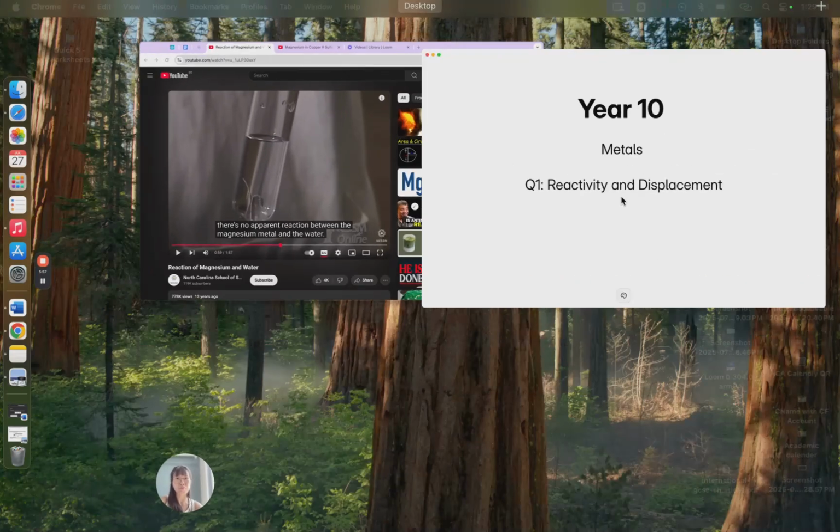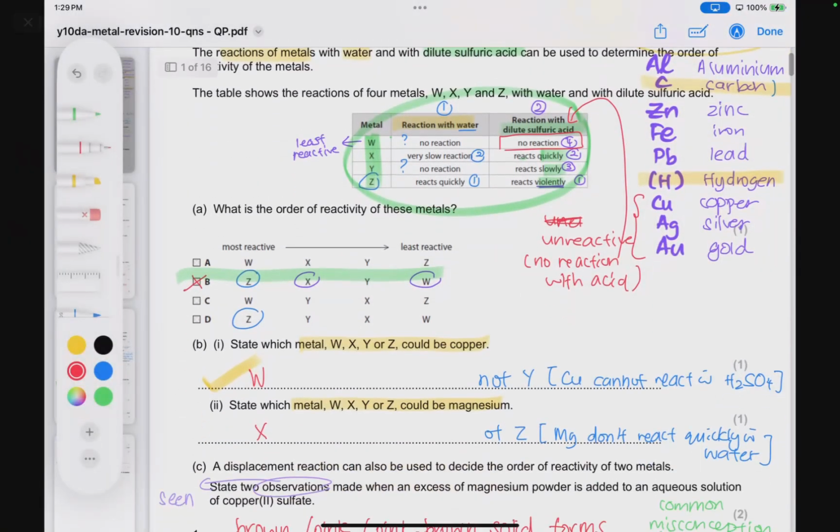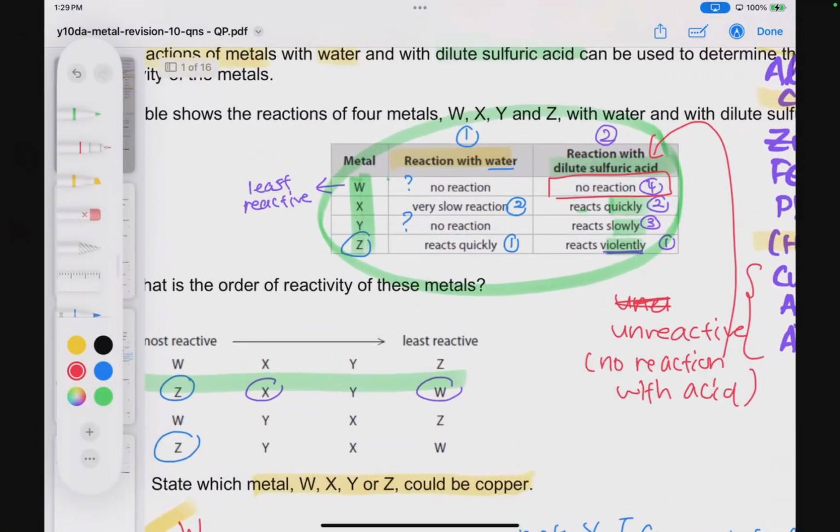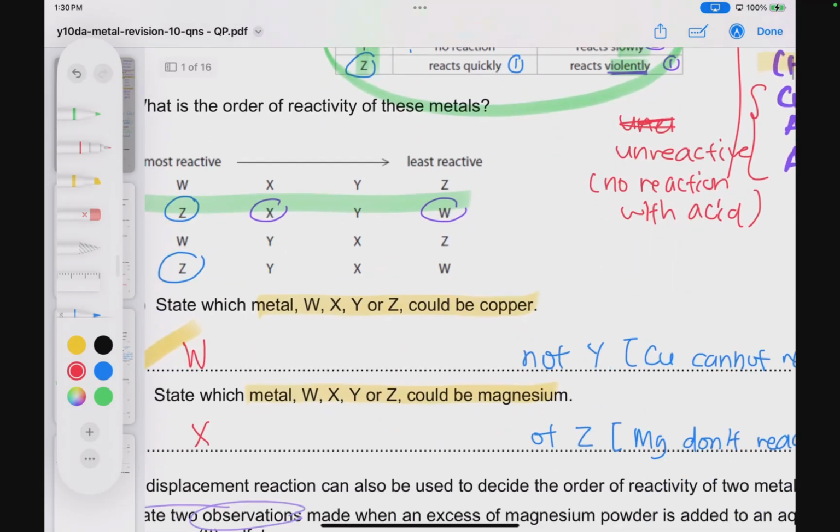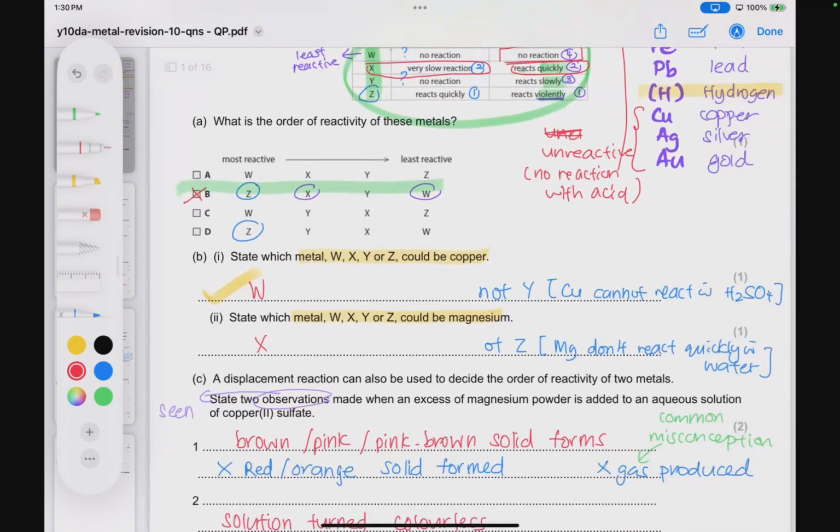So back to our question. The question here is which metal, W, X, Y or Z, could be magnesium. So we are looking at something that can react with acid but really slowly with water. So it would be X. Really, really slow reaction with water, and it reacts with acid. So X would be the answer here. The thing to take note of, or rather a common error over here: some students put Z as the answer. Magnesium doesn't react quickly with water, so it won't be Z.